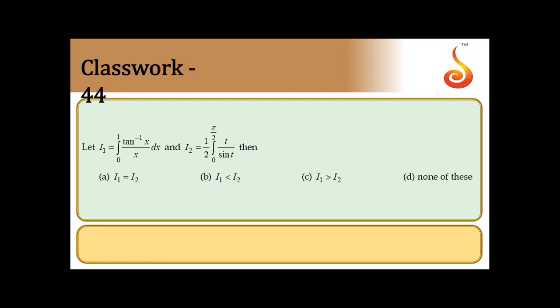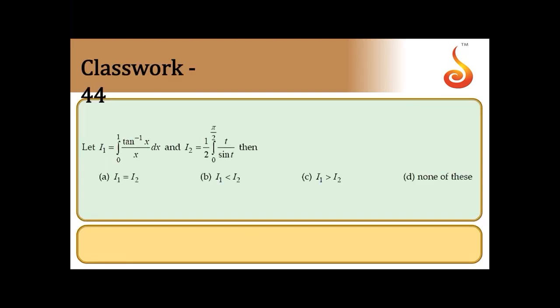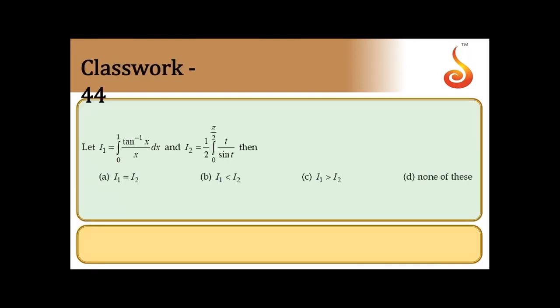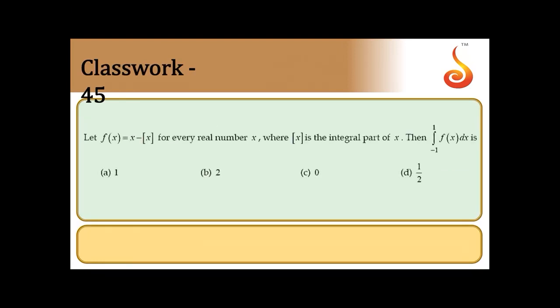Yes, of course, half of t divided by sin t from 0 to pi by 2. You got the same answer. Therefore, it is I2. So I1 is equal to I2. Therefore I1 is nothing but I2. Option A.